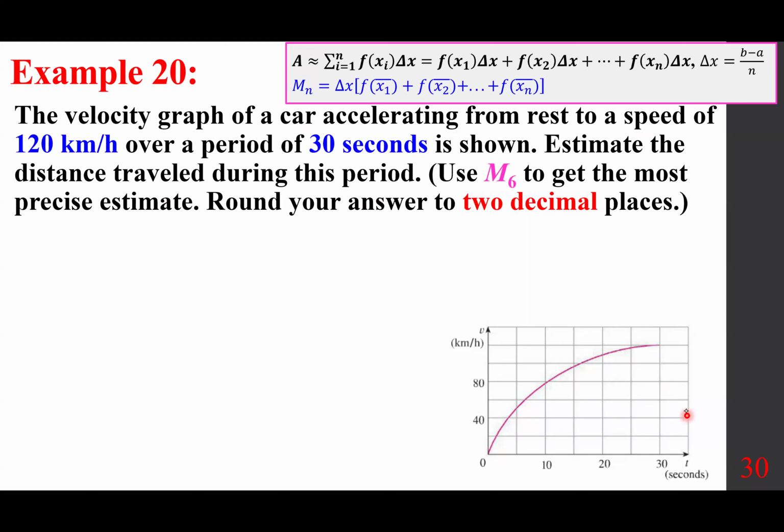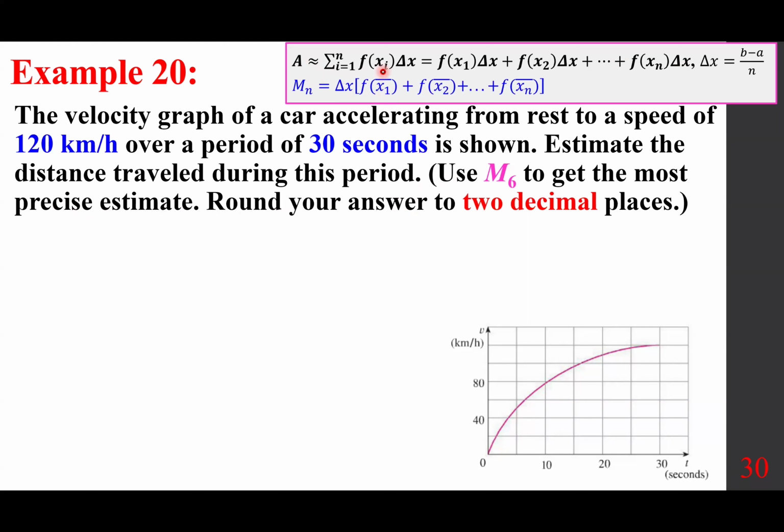So the area under the curve: estimate the distance traveled during this period, and they're asking us to use M sub 6, the midpoint, to get the best estimate. Okay, it's better than the right endpoints and the left endpoints. Round your answer to 3 decimals. Again, reminding you of the area which is approximated by the Riemann sum. And because we use the midpoint, we say delta x times f of x bar, this bar meaning the average between the left and right side.